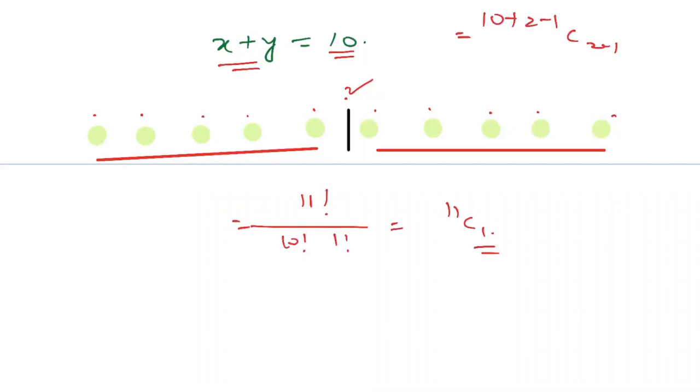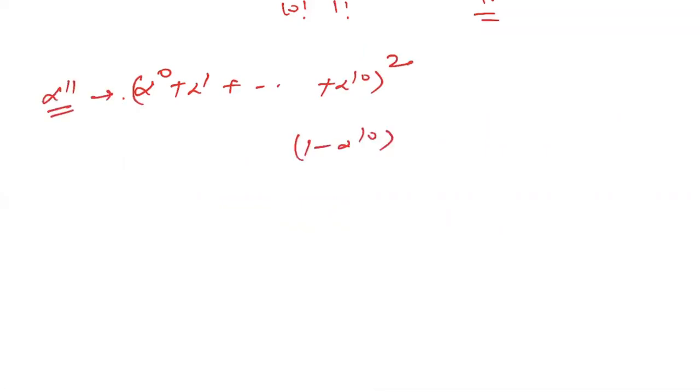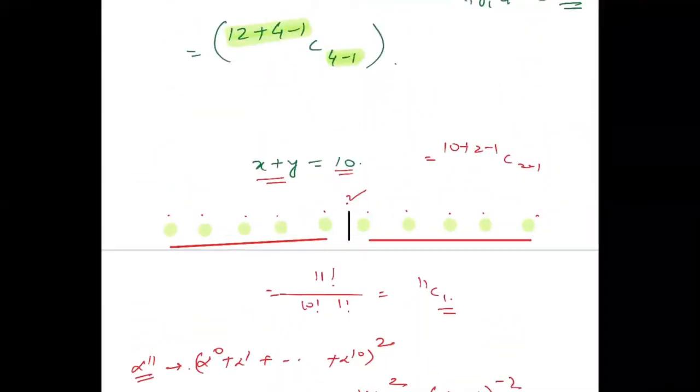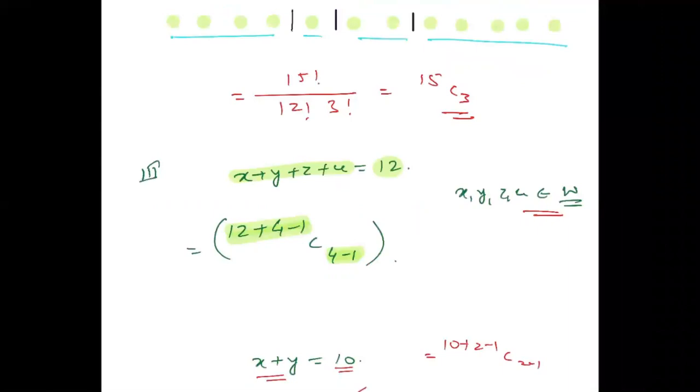Or we can say from the basic method, alpha to the power 0, alpha to the power 1 up to alpha to the power 10, going for twice, we have to go for alpha to the power 11. So this is 1 minus alpha to the power 10, the whole square, times 1 minus alpha to the power minus 2. Again, this will go for 11. So again, only 1 will be from there. And this is 11C, 2 minus 1 will be 1, right? So this is the method. You can use the formula. The restriction is this must be whole numbers, right?